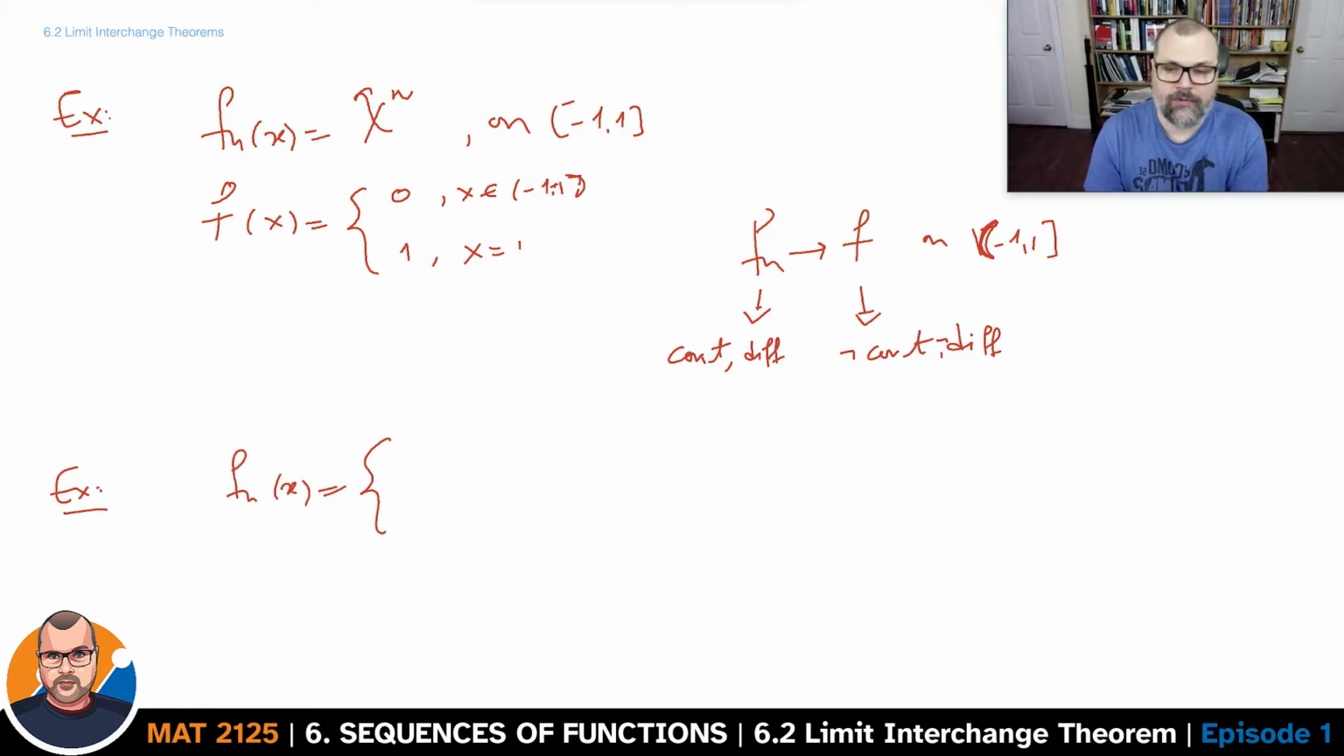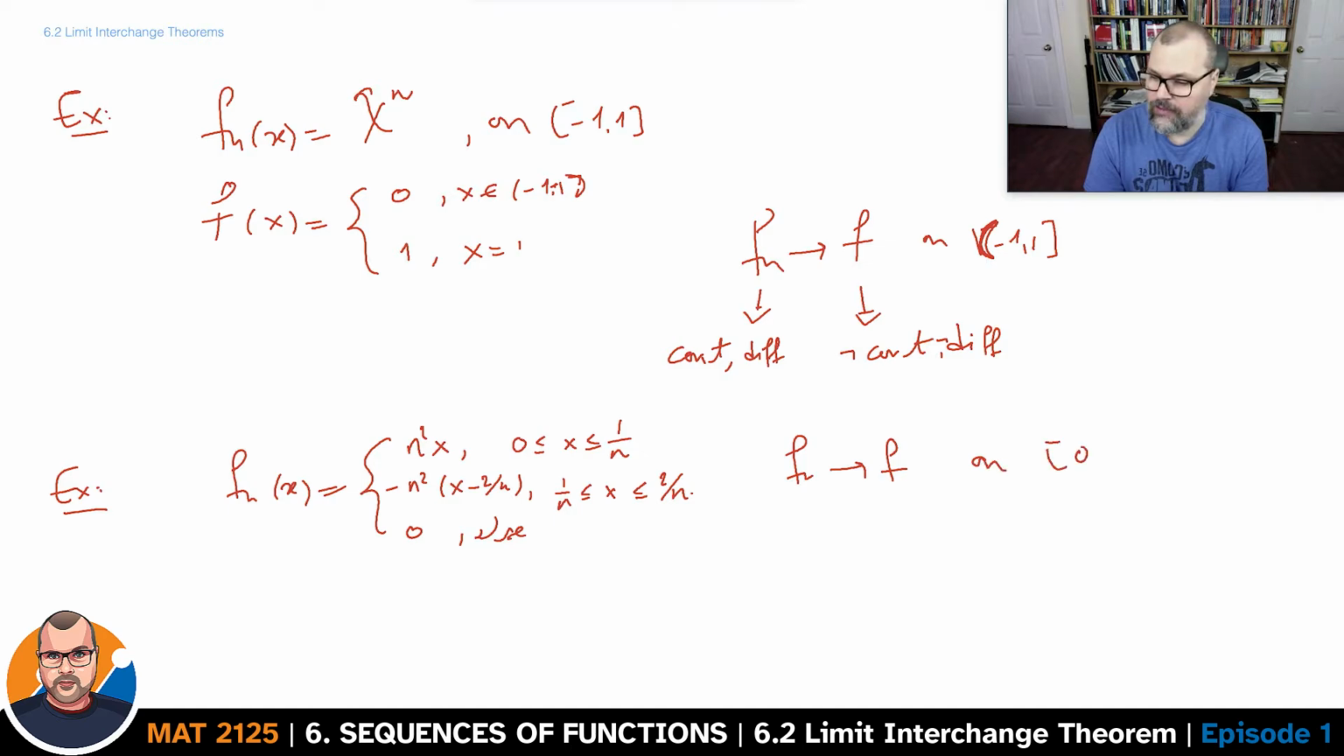If you look at this example here as well, each member of the sequence is given by n squared x when x is between 0 and 1 over n. It is minus n squared (x minus 2 over n) when x is between 1 over n and 2 over n, and is 0 otherwise. While these functions converge to a function f on the interval [0, 1], which function could it pointwise converge to? You don't really have a choice. It has to be the function 0.